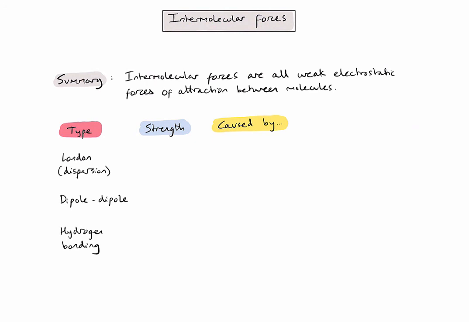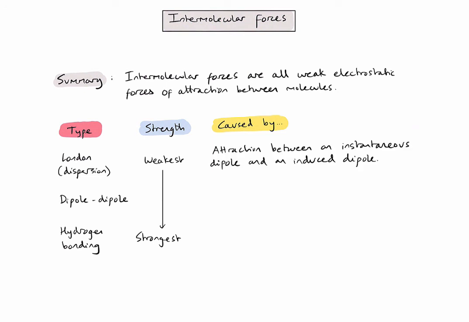Of the three, London forces are the weakest, dipole-dipole somewhere in the middle, and hydrogen bonding tends to be the strongest. London forces are caused by the attraction between an instantaneous dipole and an induced dipole. Dipole-dipole forces are caused by the attraction between permanent dipoles on polar molecules. And finally, hydrogen bonding, a little bit more complicated. It's caused by the attraction between a lone pair of electrons on a very electronegative atom, that's nitrogen, oxygen or fluorine, and a highly partially positive hydrogen on another molecule.